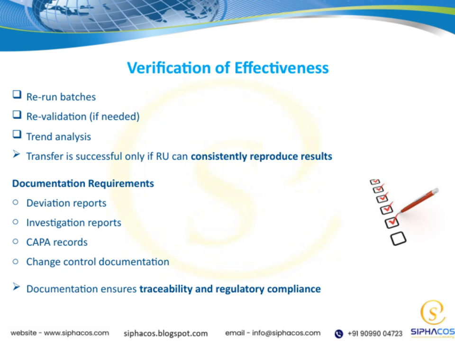Moving on to documentation, this is a key part of ensuring traceability and compliance. We need to keep detailed deviation reports that document any issues encountered during the process. Investigation reports are essential for understanding root causes of any problems. CAPA records show the corrective and preventive actions taken to address issues, while change control documentation captures any modifications made.